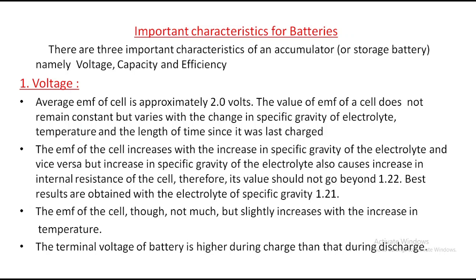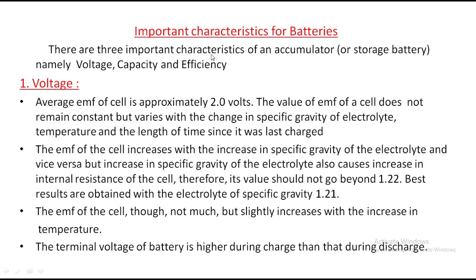Hello students, in the last class we discussed batteries and different types of batteries. In that, we discussed the voltage charging and discharging curves. So in this class we will discuss the important characteristics of our batteries. What are the important characteristics we have to discuss here?